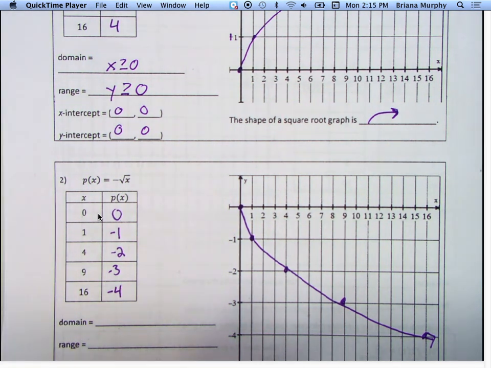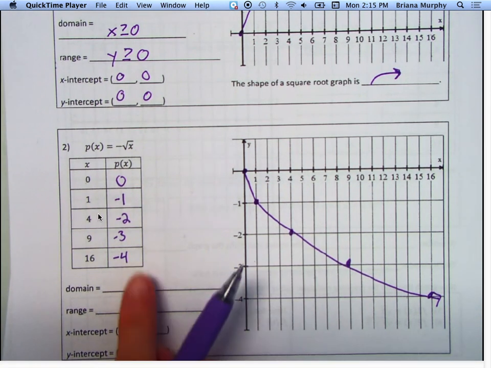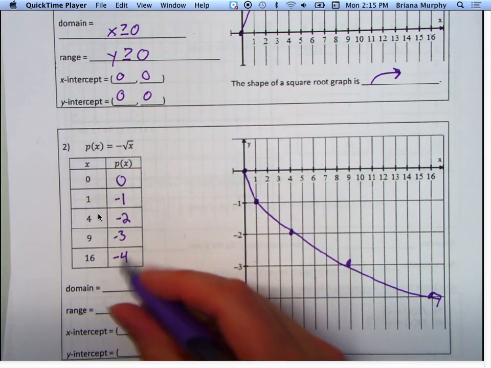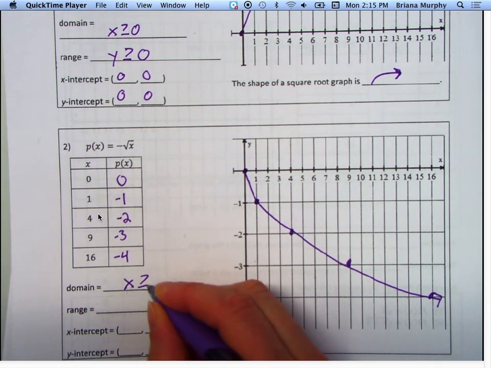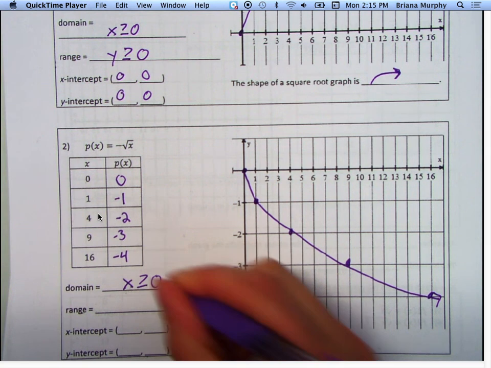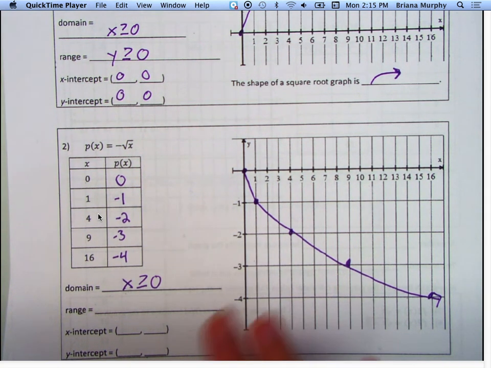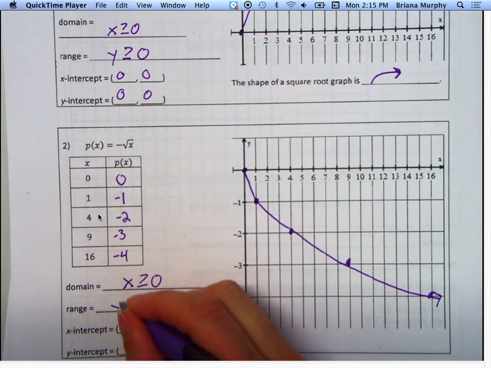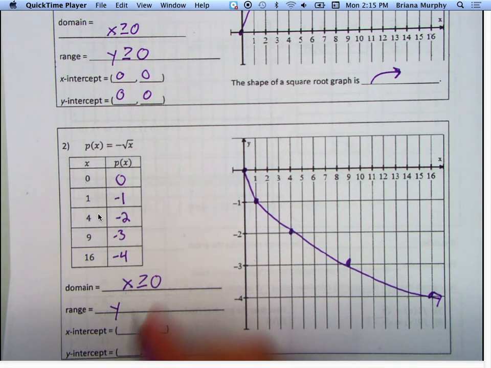So, what are the x values? X is greater than or equal to 0. Now, the range is the y values, right? Yes. What's happening with the y values? Less than or equal to 0. You got it. And what is the x and y intercept still? 0, 0.